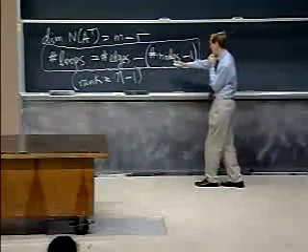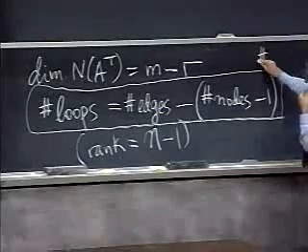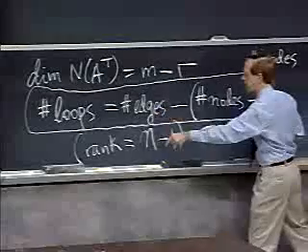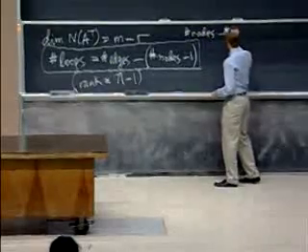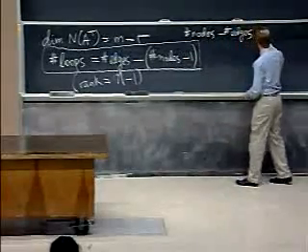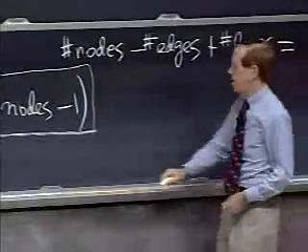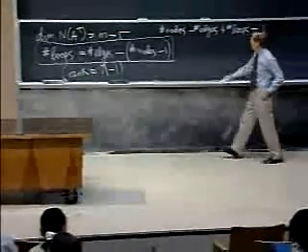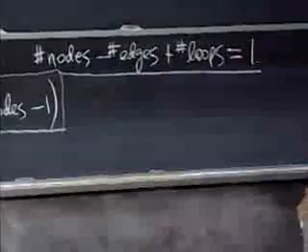Okay, so let me put the number of nodes on the other side. So the number of nodes, I'll move that to the other side, minus the number of edges, plus the number of loops, is, I have minus 1 is 1. The number of nodes minus the number of edges plus the number of loops is 1.